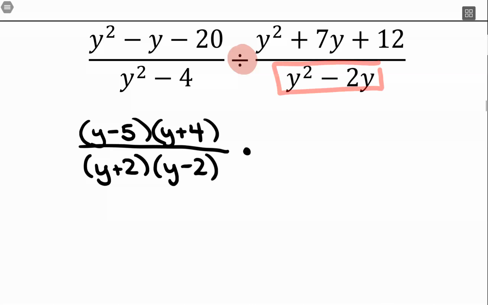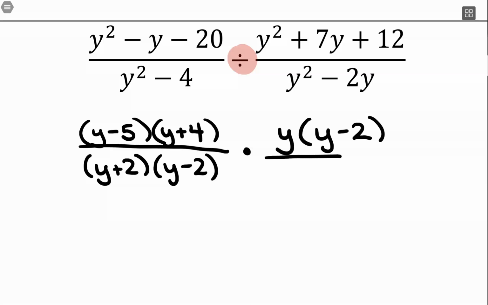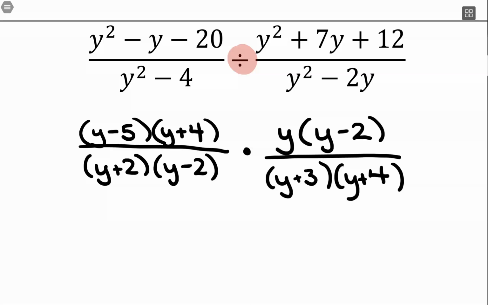So this y squared minus 2y is going to be my numerator now. That has a common factor of y, and then that would leave me with y minus 2. And then my denominator is now going to be the y squared plus 7y plus 12. So with this, I need two numbers that will multiply to positive 12 and add up to 7. So that's going to be my 3 and 4.